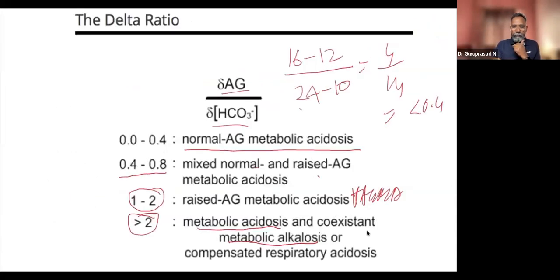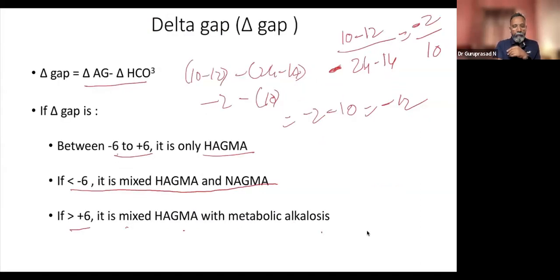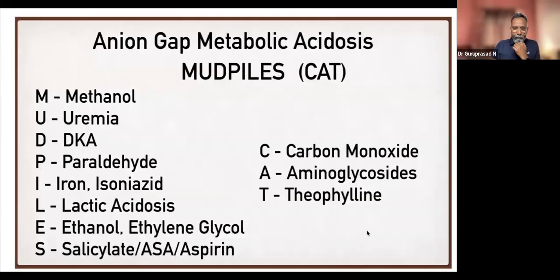So am I clear on this? In the delta ratio, you divide delta anion gap by delta bicarb, but here you subtract delta anion gap by delta bicarb. Basically, what we are trying to see is whether the change in bicarb is proportional to the change in anion gap. If they are equal, that means there is only a high anion gap. If there is some discrepancy between them, then we have to see whether there is also a metabolic alkalosis or a normal anion gap acidosis.